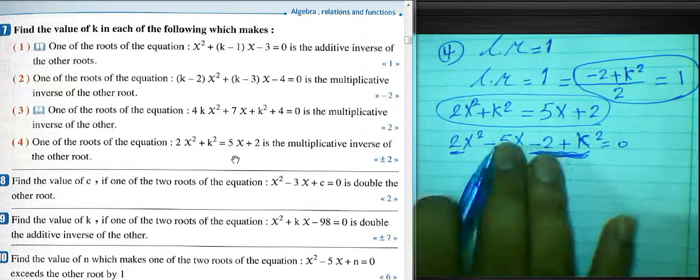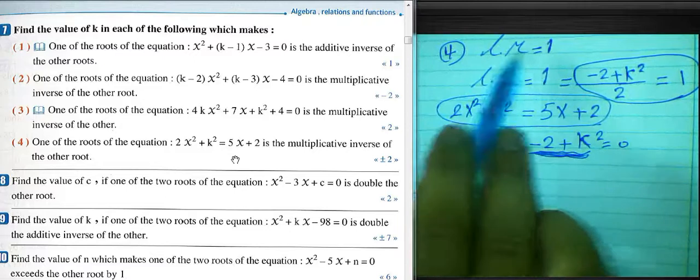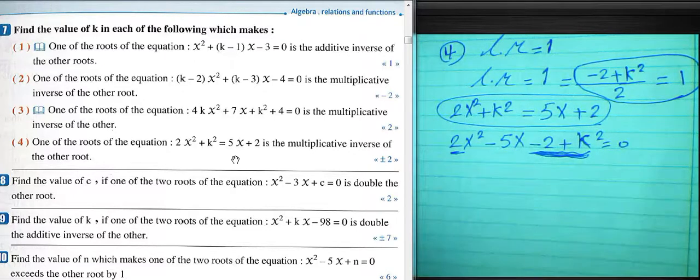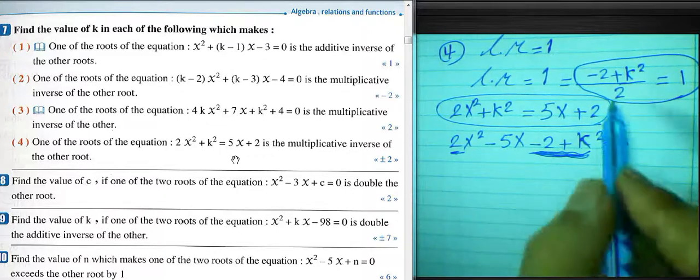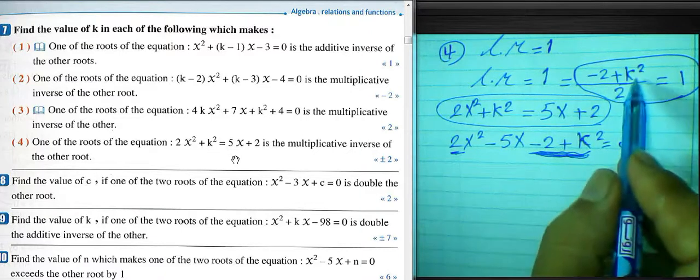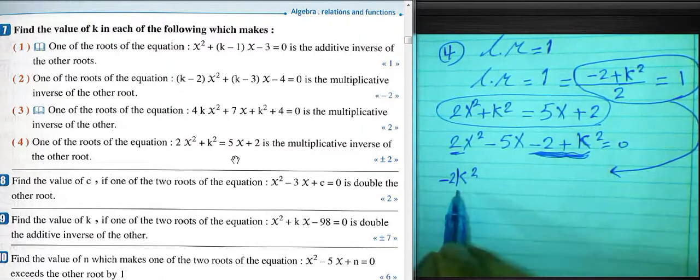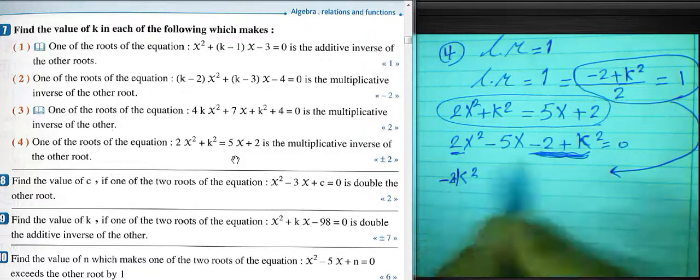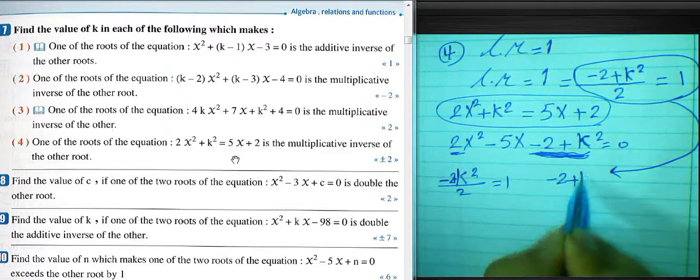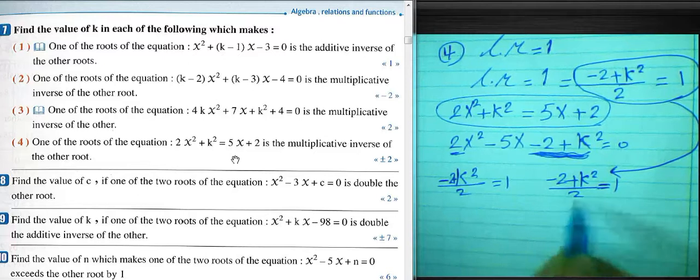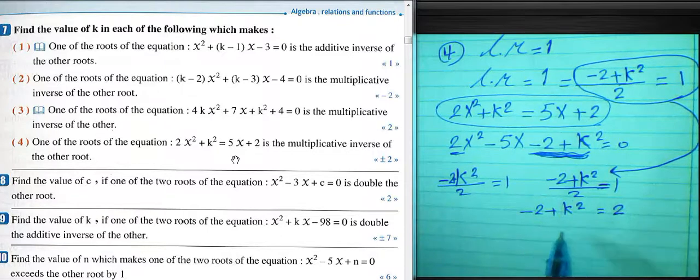Okay, with this equation and this multiplicative inverse, L is the multiplicative inverse of M, and then we can find the result for k. Negative 2 plus k power 2 over 2 equals 1. Again, negative 2 plus k power 2 over 2 equals 1. Multiply 2 times 1 equals 2, equals negative 2 plus k power 2. We can move negative 2 to the left-hand side or right-hand side as you like. K power 2 equals 4. So k equals positive or negative square root of 4. K will be positive or negative 2. Again, I will solve it again.